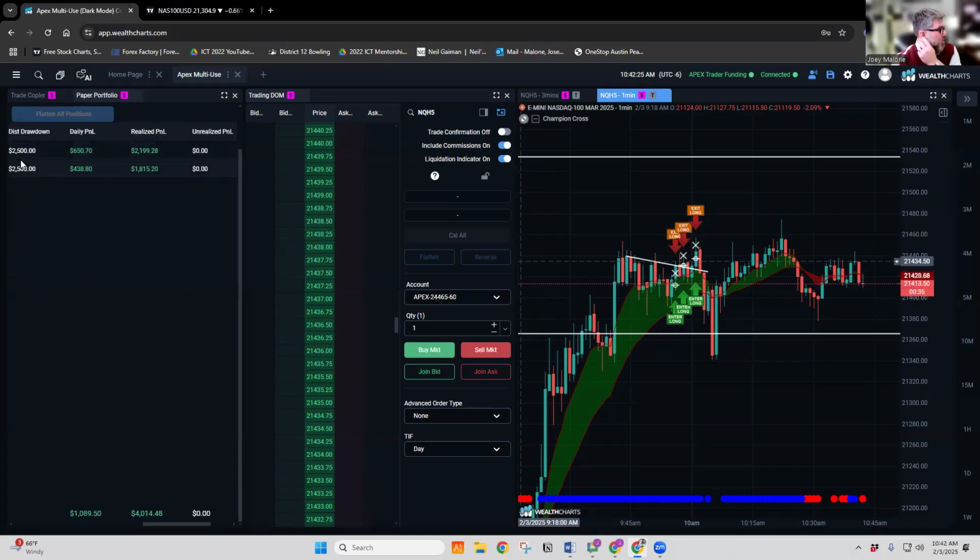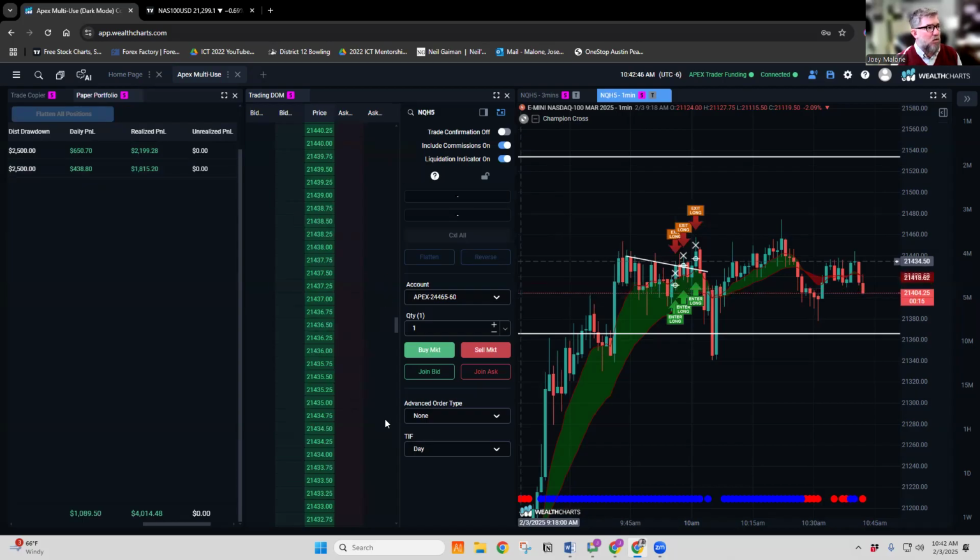Both of them are 2,500 from their drawdown, which is the distance to the liquidation, which is the maximum amount. We got 2,200 almost in this account right here, trying to reach 3,000. I have 1815 in this one right here. Again, trying to reach the 3,000 profit target.